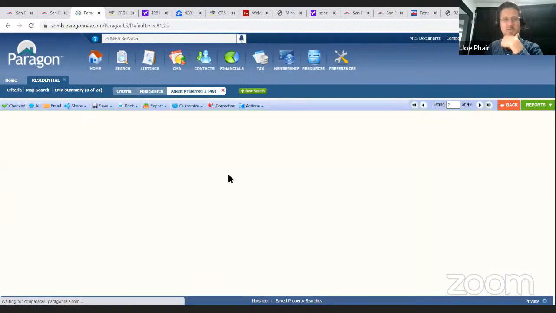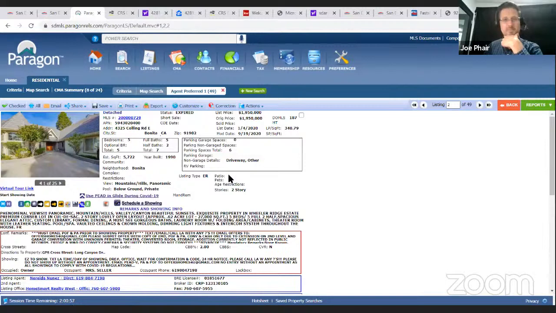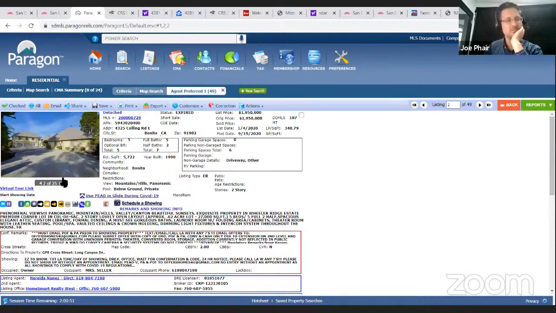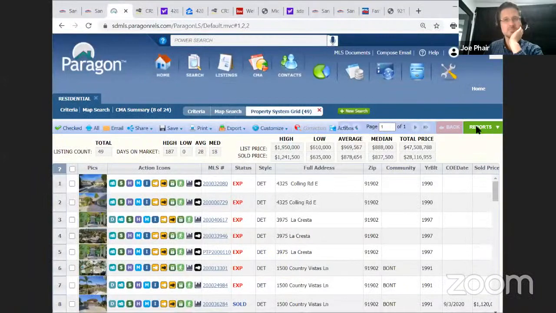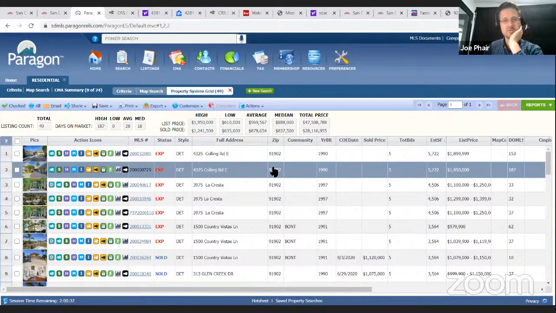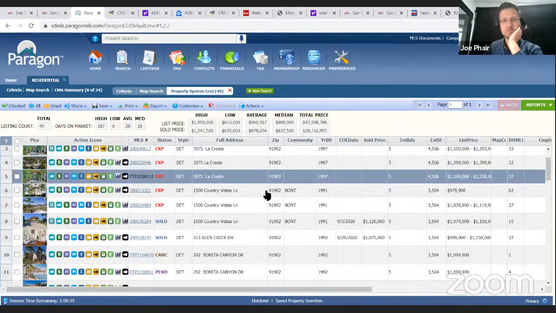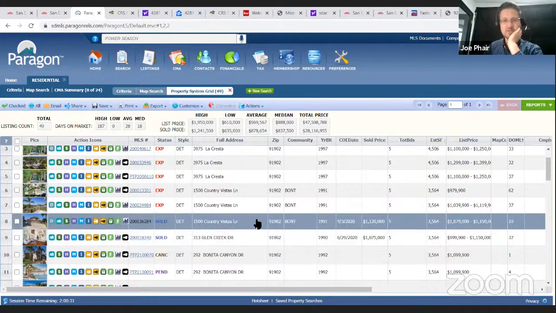Okay, so here's a property right down the street. Is that the one we just looked at? Yeah. So they listed at 1.9. 1.8, 1.9, those both expired. In terms of sold, 3,500, 3,500.